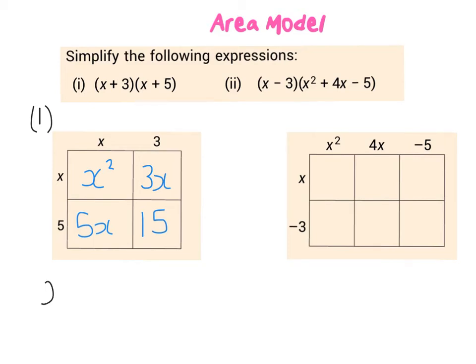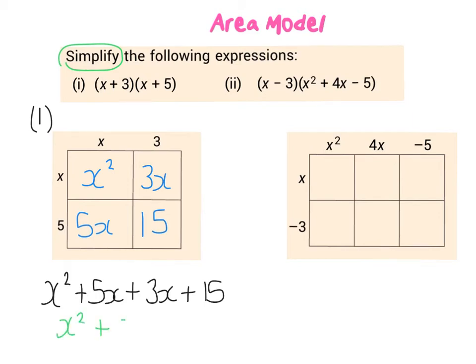So we're left with x squared plus 5x plus 3x plus 15. And we just simplify it because that's what we were asked up here, to simplify. So we're left with x squared plus 8x plus 15.